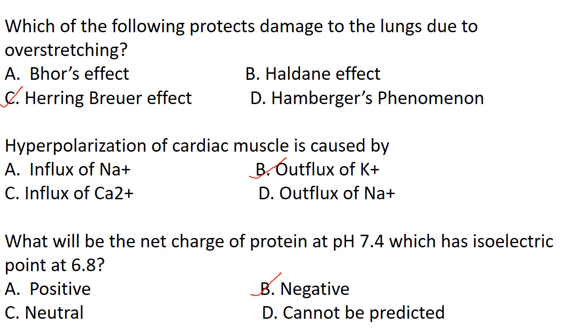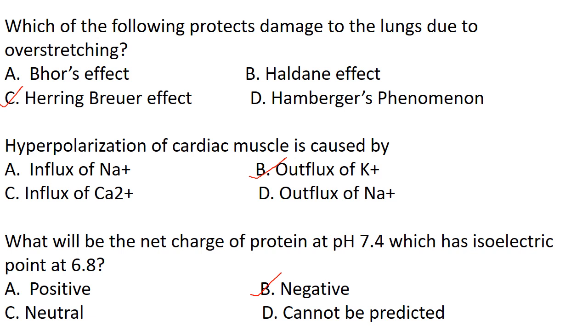Thus, Hering-Breuer reflex prevents the alveoli from overstretching and bursting. So, which of the following protects damage to the lungs due to overstretching is Hering-Breuer effect. Answer is option C.